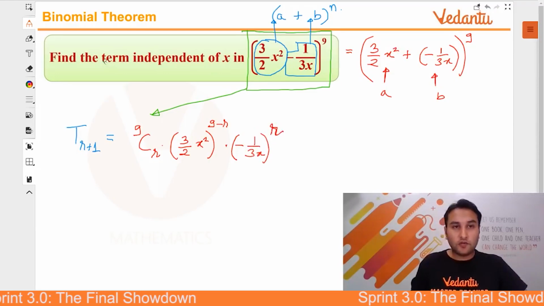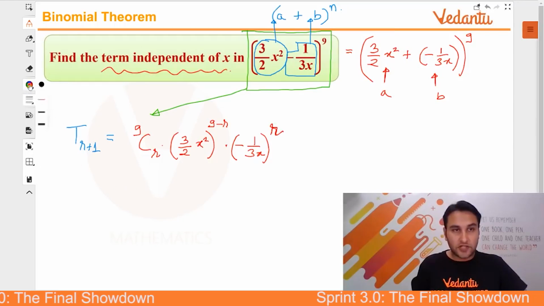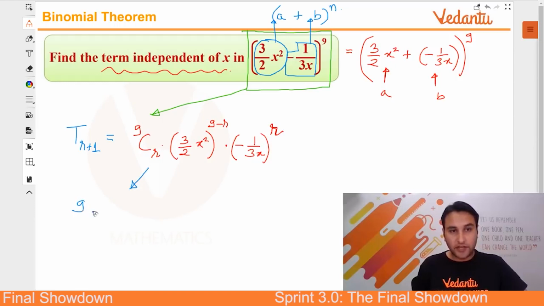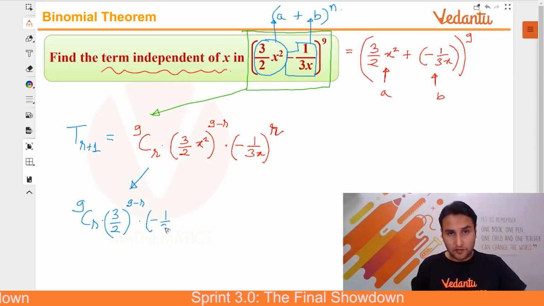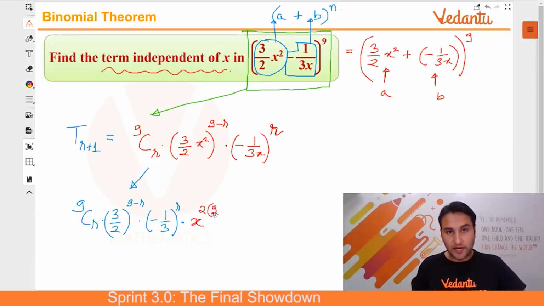Now what do you want? You want the term independent of x. Basically you want the term in which x की power is 0. Okay. So just take out the x की power. This is (3/2) raised to power 9 minus r into (minus 1/3) raised to power r. Now I am taking x की power separately. कितना हो जाएगा? 2 times (9 minus r) minus r.